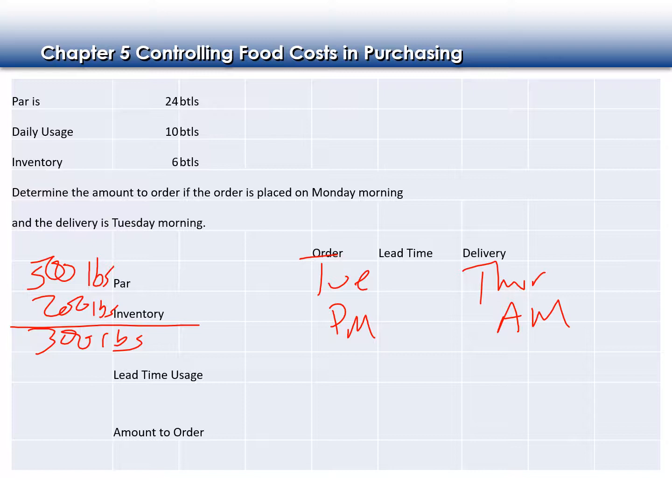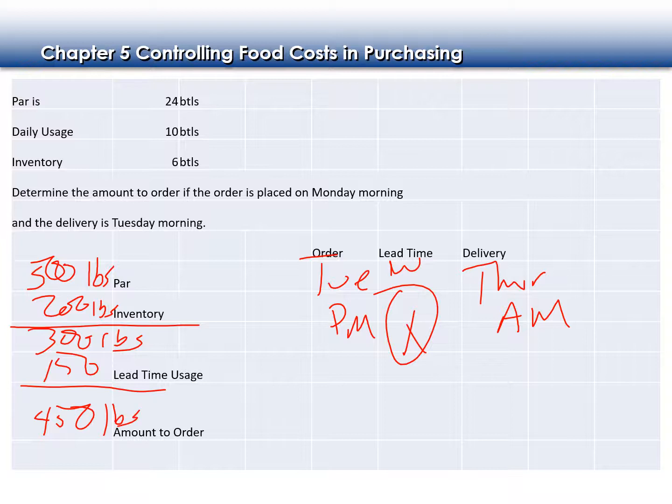So is there any usage on Tuesday? No, business is closed for the day. We're done. Okay. So what's in between? Wednesday, and now Thursday AM means we get it before we open for the public, right? So it's really just a 1 day usage. And our usage is 150 pounds. And so that means I need to order 450 pounds. Okay, so even though it says Tuesday to Thursday, the usage is only 1 day because we're ordering after we're done.